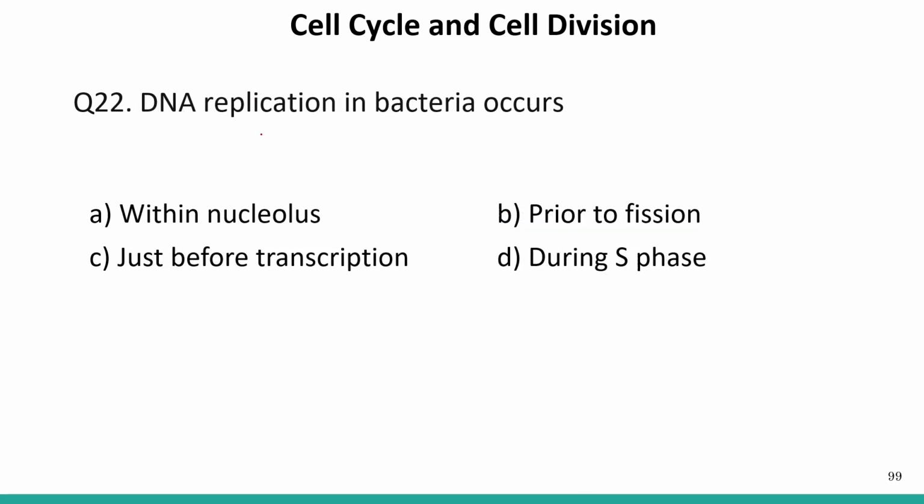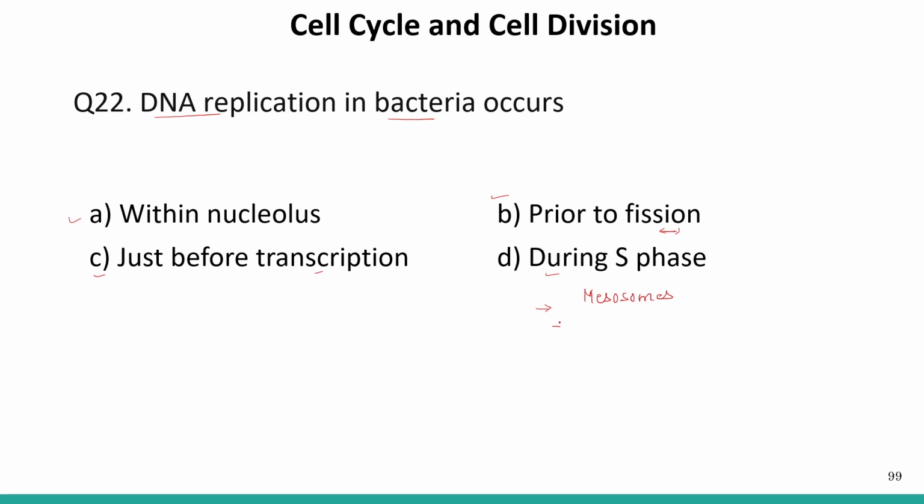Now the next question is, again, a bit tricky. DNA replication in bacteria occurs, options are within the nucleolus, prior to the fission. Bacteria is a prokaryote and they divide with the help of fission. Next option is just before transcription. Last option is during the S phase. So in bacteria, what happens? DNA replication takes place with the help of mesosomes.